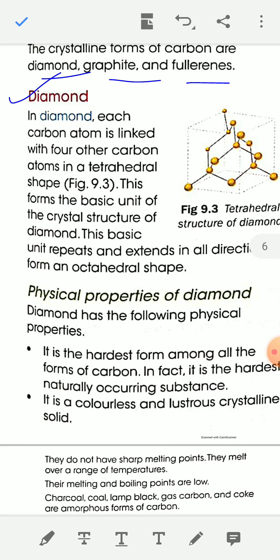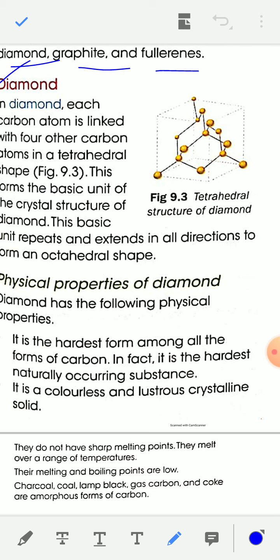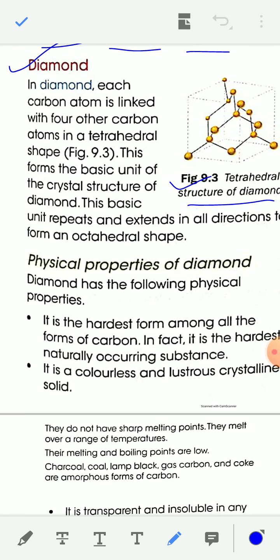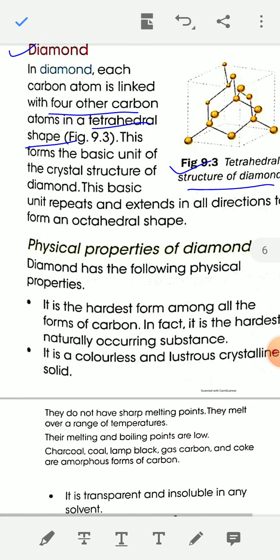First, diamond. You can see the tetrahedral structure of diamond, where each yellow sphere represents one carbon atom. In diamond, each carbon atom is linked with four other carbon atoms in a tetrahedral shape. You have to remember the shape of diamond. This forms the basic unit of the crystal structure of diamond, and this basic unit repeats and extends in all directions to form an octahedral shape.